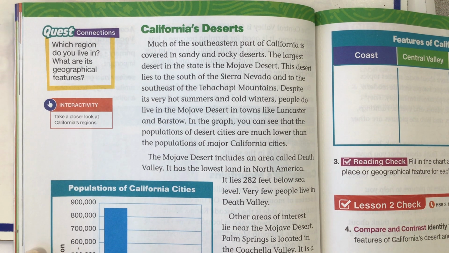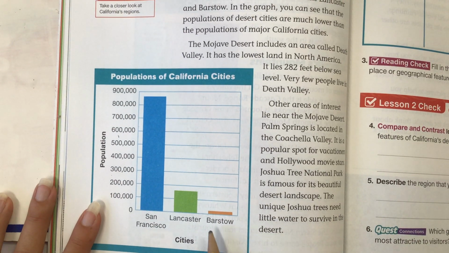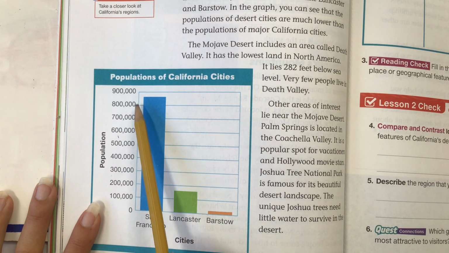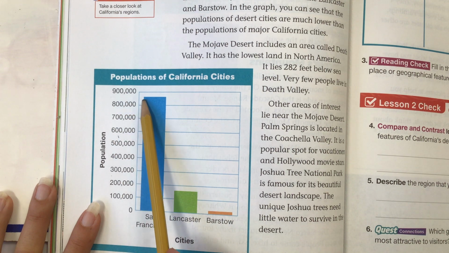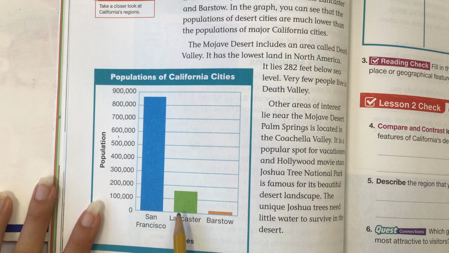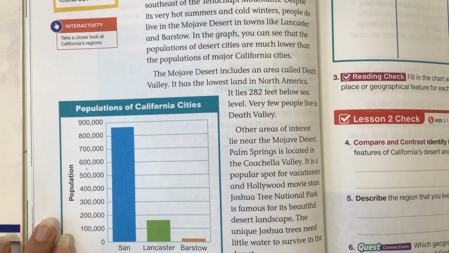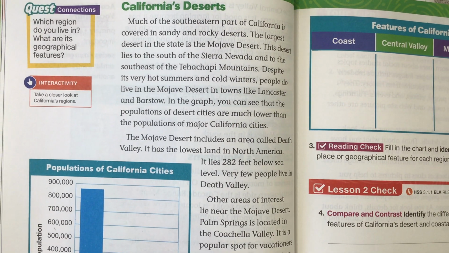In the graph, you can see that the population of desert cities are much lower than the populations of major California cities. So let's take a look at that map now. If we look here, you see the population in San Francisco is almost 900,000. It's more than 800,000 people, okay? This is the population, means the number of people. Lancaster has more than 100,000, and Barstow is so close down here to almost zero. It's not even close to 100,000. Much lower than the other cities.